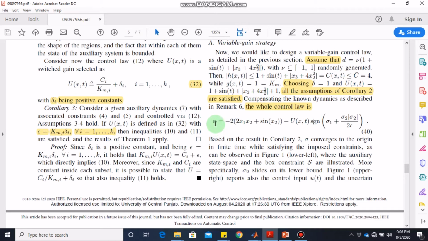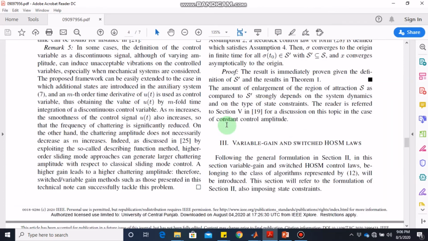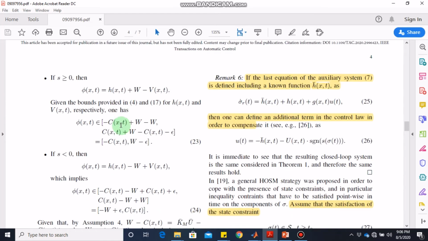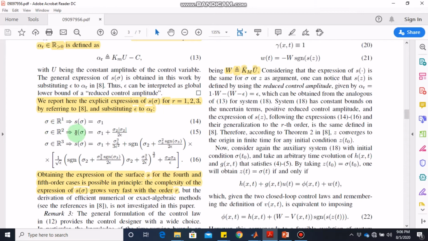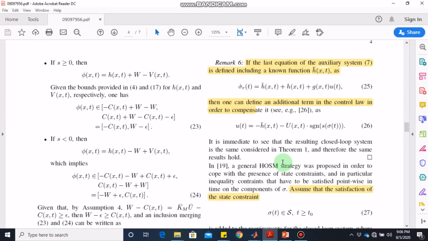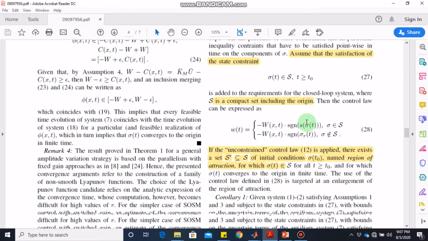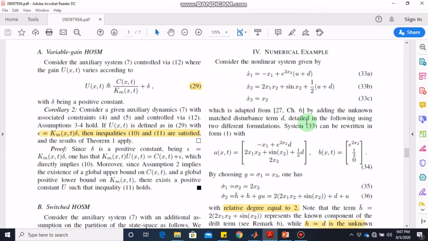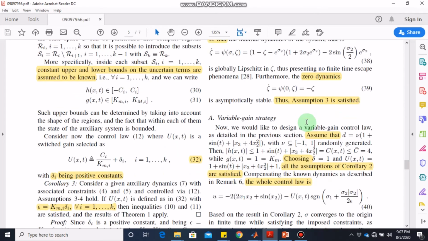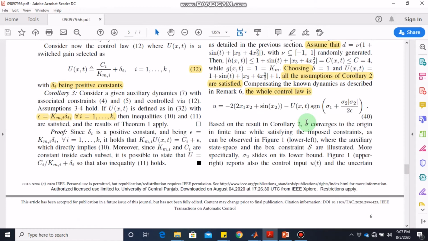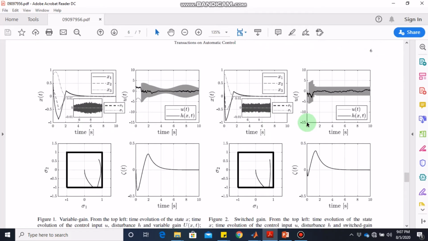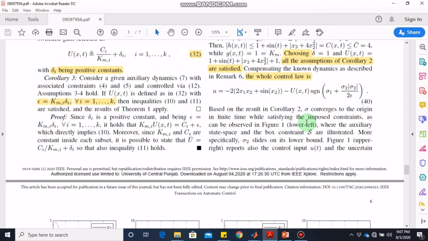Control law will be minus h bar minus U times sine of s of sigma. So remember that this is relative degree 2, so s of sigma will be this expression, they have also already shown it. This is the expression for s of sigma for relative degree 2 systems. So this was all the build up. I think I have pretty much explained quite a bit. Then there are results, so it is time to get back to the results.